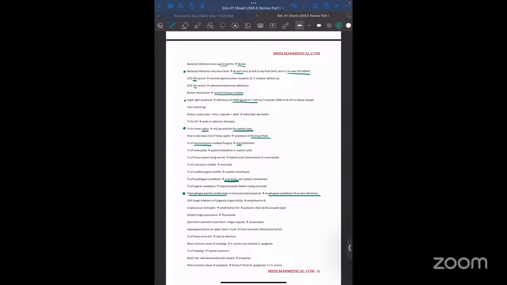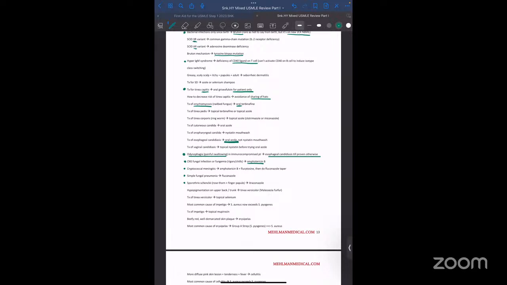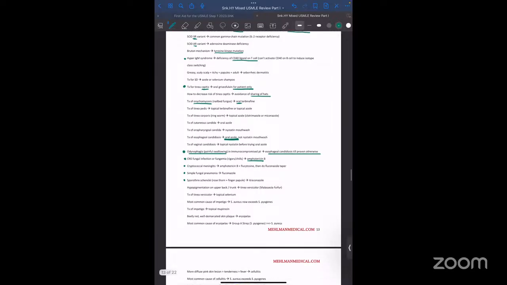Then CNS fungal infection or fungemia with rigors and chills, give AmB. Cryptococcal meningitis is AmB plus flucytosine, then do fluconazole taper. Simple fungal pneumonia, give fluconazole. Sporothrix schenckii, rose thorn plus finger papule, give itraconazole. Hypopigmentation on the upper back or trunk is tinea versicolor, Malassezia furfur. Treatment of tinea versicolor is topical selenium.